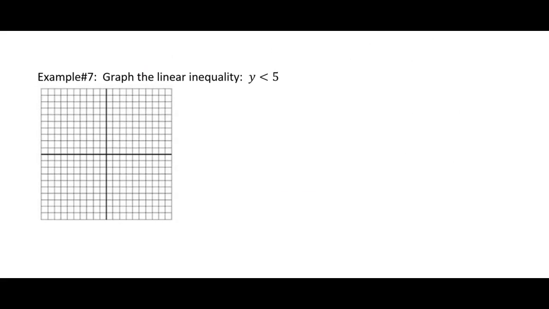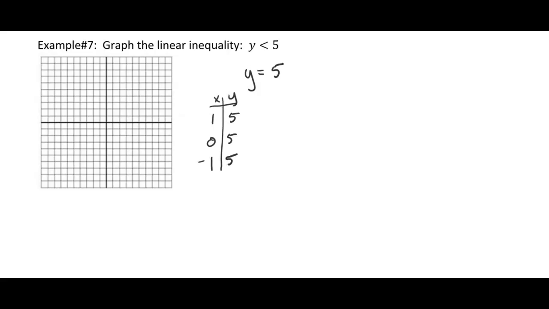Oh, there's my graph paper. Okay. So this one, you'll notice that in the inequality, there's no x term. So we have to go back and think about, well, what does it mean? We'll still make it an equation, y equals 5. Well, it means that if I made a table of values, I could have anything for x, 1, 0, negative 1, but y is always 5.